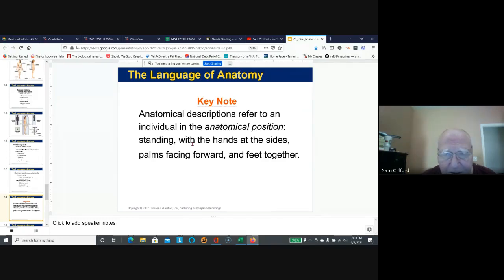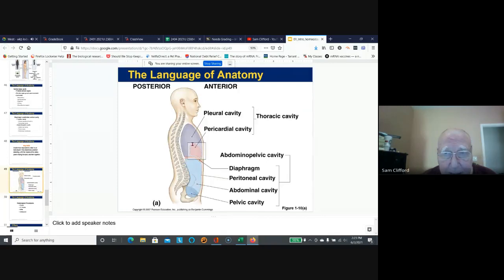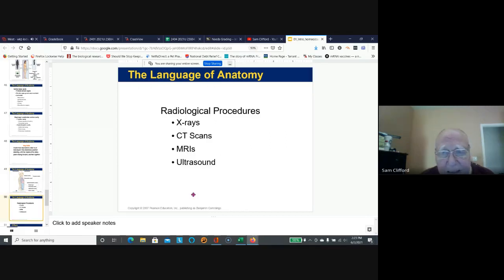This is anatomical position. So your back or posterior, your front, ventral or anterior. Pleural cavities with the lungs, pericardial cavity with the heart, peritoneal cavity with the guts, abdominal cavity also with your intestines, large and small, and the pelvic cavity with the urinary bladder, for instance. Okay, know what those mean.